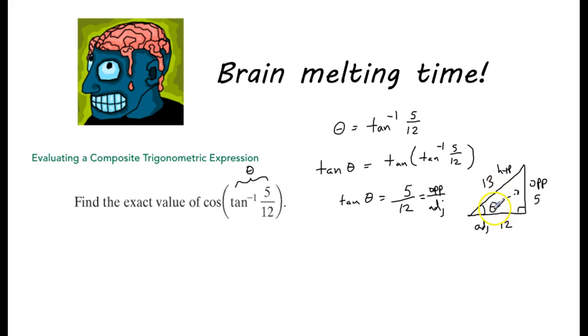Okay, well, why does that matter? Well, there's the angle right there. There's the angle that we're talking about right here. So what's the cosine of that angle? Well, the cosine of any right triangle's angle is the adjacent over the hypotenuse. That's the CAH in SOHCAHTOA. The adjacent side is 12, the hypotenuse is 13, so the cosine is 12/13.